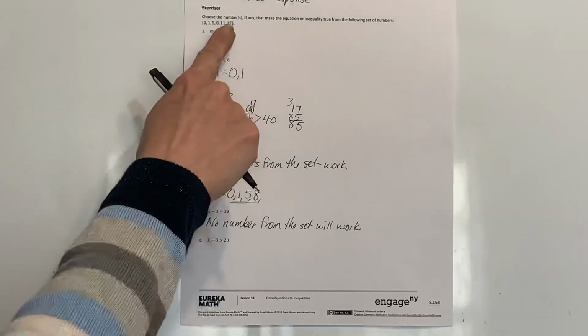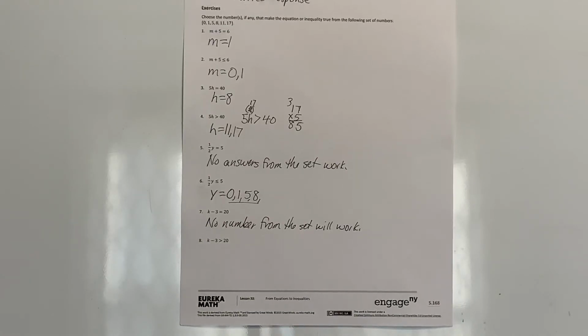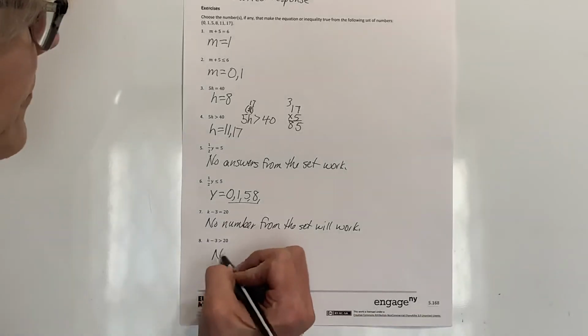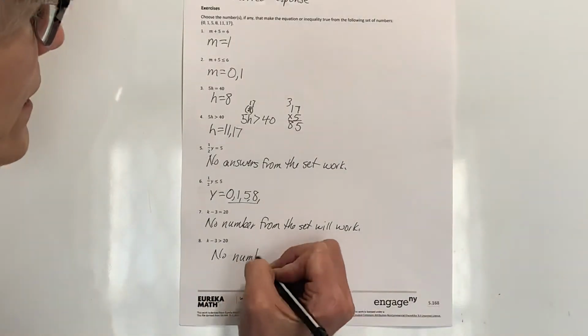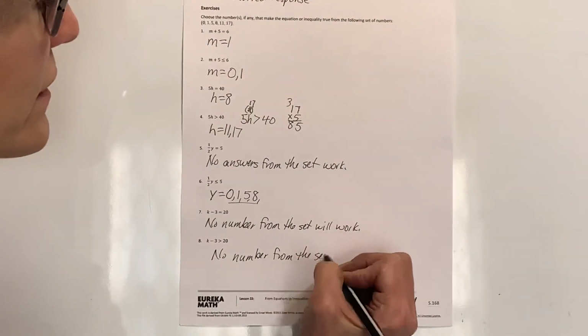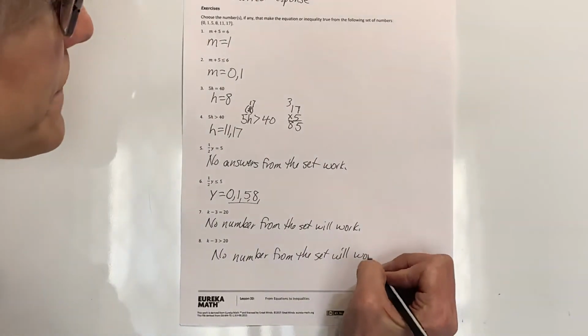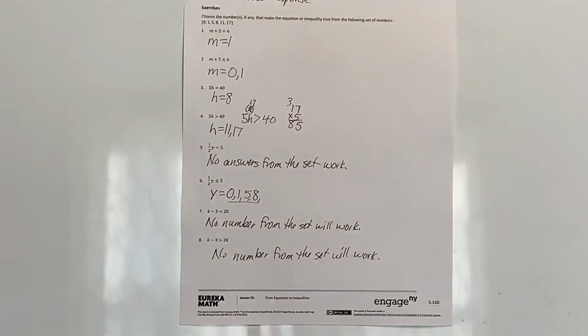Well, 17 minus 3 is 14, and that's the biggest number. So if I put 11 in here, I've got 8, and 8's not greater than 20. So again, there's no number from the set that will work. All right, I hope you're understanding this.